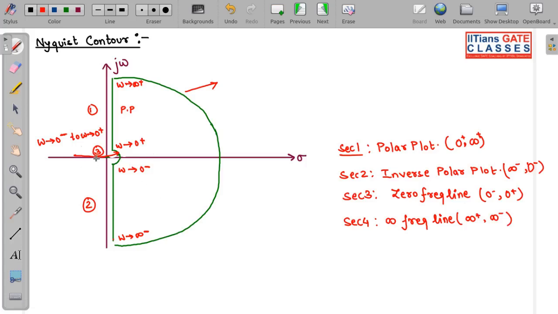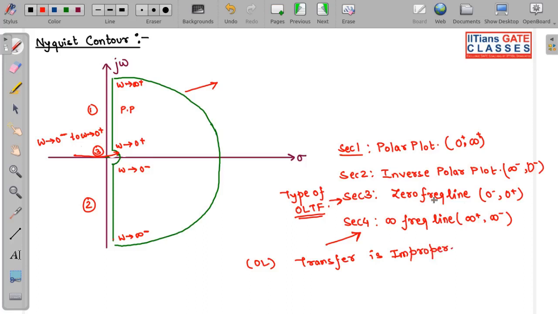This region 3 will come into play for the type of OLTF. Just a moment, we will be discussing how the type of OLTF or CLTF plays a part over here. Section 3 will be activated when we have poles at your origin, and section 4 will come into action when your open loop transfer function is improper. When this is improper, we will have the infinite frequency line. We will see the contribution of the infinite frequency line.